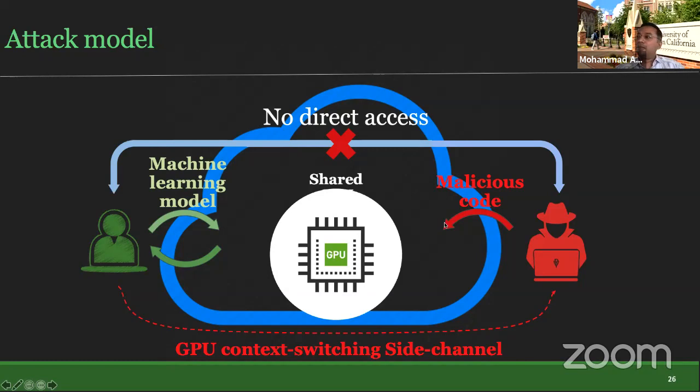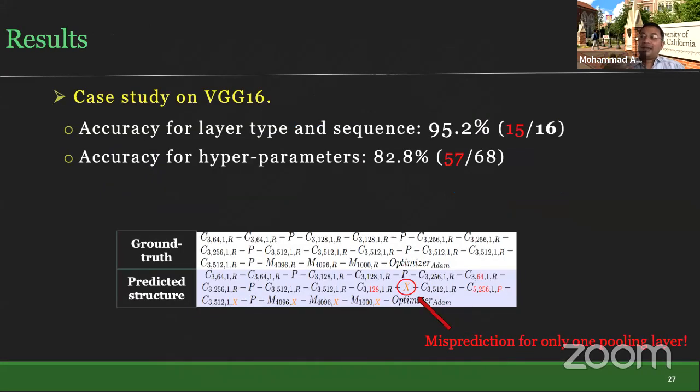Today, there are many GPUs. I will invite you to read this paper in detail. You can download the malicious code, and just by observing the GPU context, you can eventually steal the model. We have shown in our work, on the VGG16 example that I was showing a few minutes back, that we were successfully able to reconstruct all the layer types, including the sequence, with an accuracy of 95.2%.